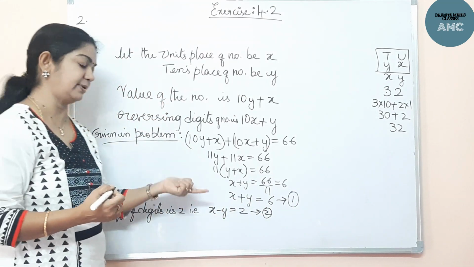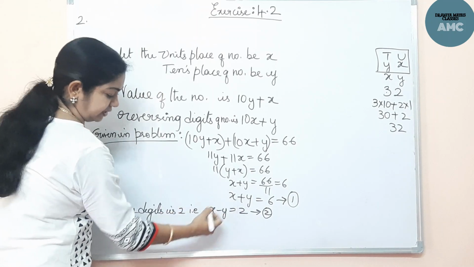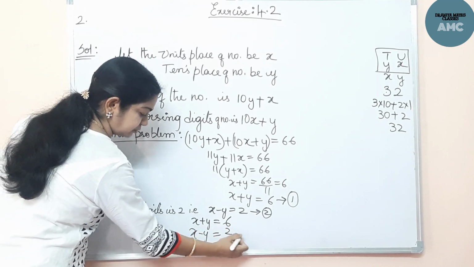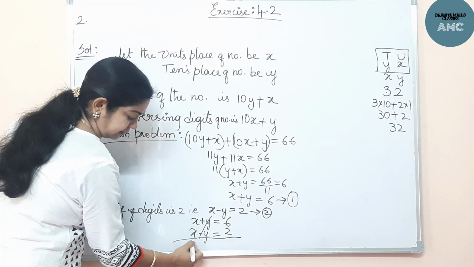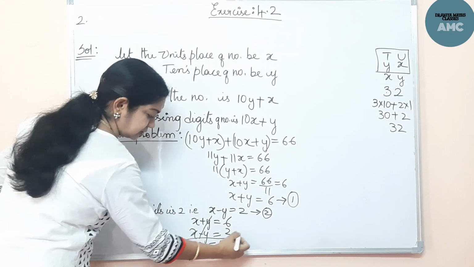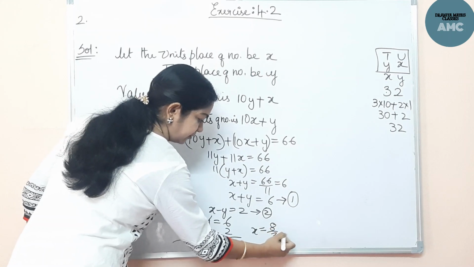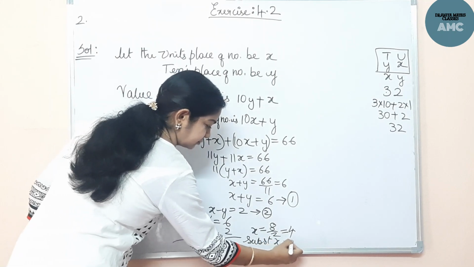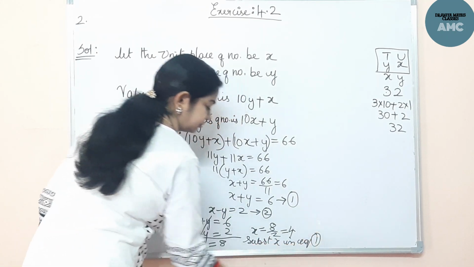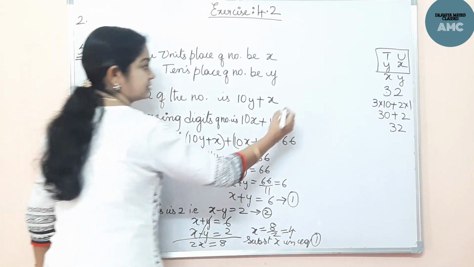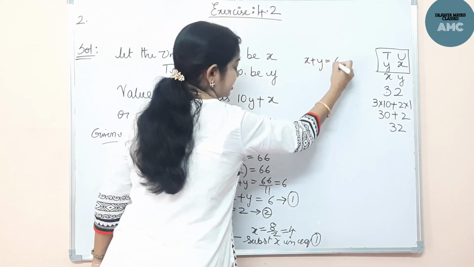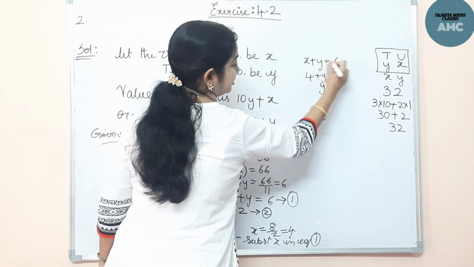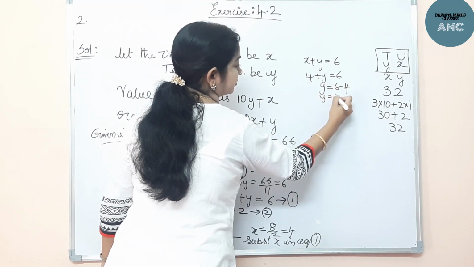We will be solving it with elimination or substitution. Directly, we can see that x plus y equal to 6, x minus y equal to 2. We can directly solve. 2x equal to 8. So x value is equal to 8 by 2, 4. Now substitute x value in equation 1. So x plus y equal to 6. Now x value is 4. 4 plus y equal to 6. y is equal to 6 minus 4, y equal to 2.